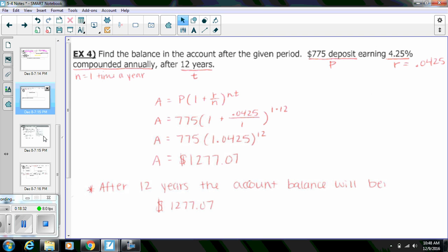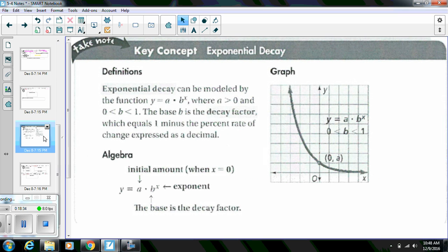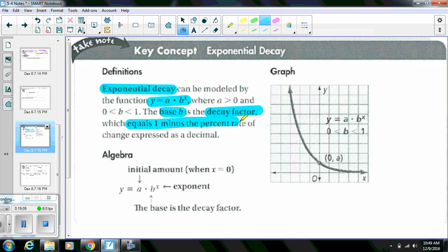All right, now that you had some practice on your own, we're going to go on to exponential decay. So this one's a little different. Exponential decay. So for exponential decay, we're using the same formula. Y equals a times b to the x, where a is greater than 0, and b, in this case, has to be between 0 and 1. So b is your base and your decay factor, which equals, this is important, 1 minus the percent rate as a decimal. So this is just the opposite of what we did for growth.